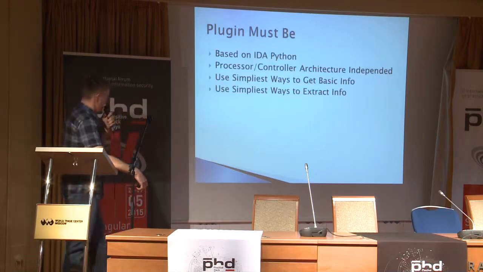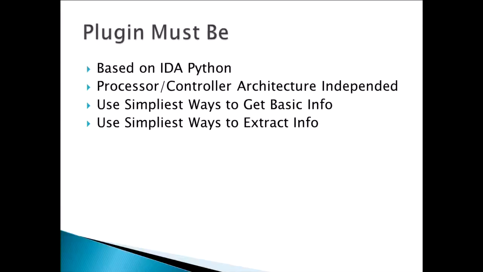And here are the requirements. How we would like to see it. At the moment of work beginning, these are the requirements that we should have for this plugin. IDA Python, everything is very simple. In order for it to be independent from architecture and shouldn't have any connections to the architecture of the processor and controller, well, there should be certain exceptions in the future, but these are things which can be tuned up. Then a certain information database, use the simplest ways to get basic info and use the simplest ways to extract new information.